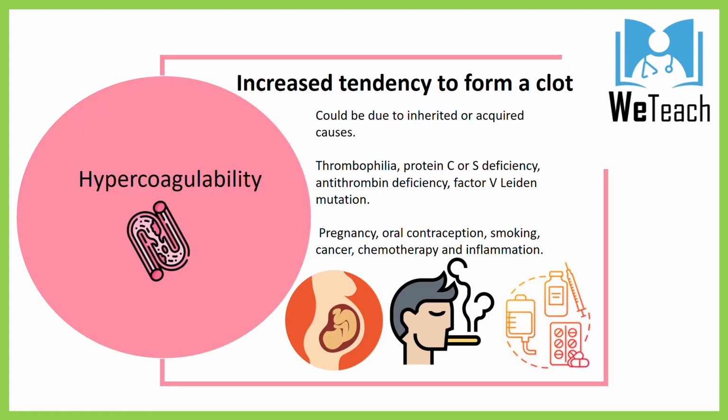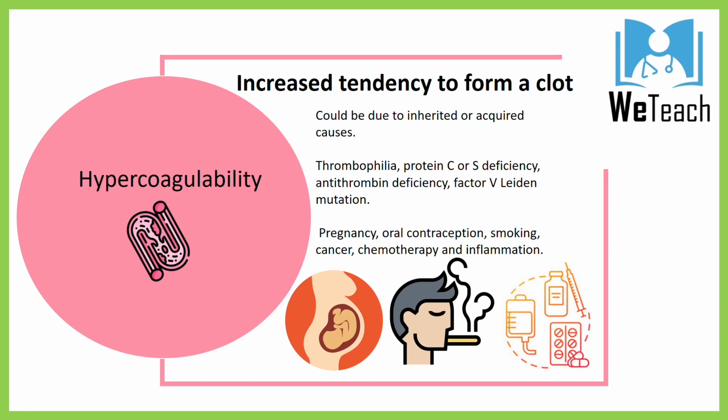Next, we have hypercoagulability, which means that there is an increased tendency to form a clot. And that increased tendency can be due to an inherited or acquired cause. Inherited causes have to do with abnormalities of the clotting cascade. That means that we either have an increased production of factors that cause the formation of a clot, or deficiency or decreased production of those that break down a clot. So this includes thrombophilias, protein C or S deficiency, antithrombin deficiency, and factor V mutation. Acquired causes include pregnancy, oral contraception use, smoking, cancer, and chemotherapy.